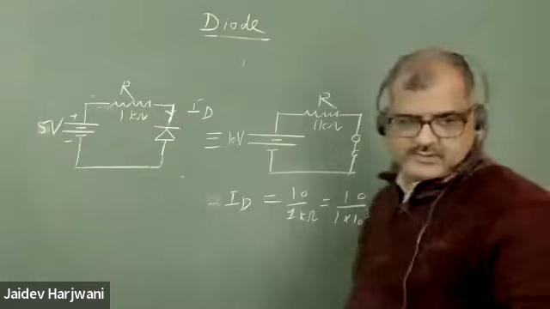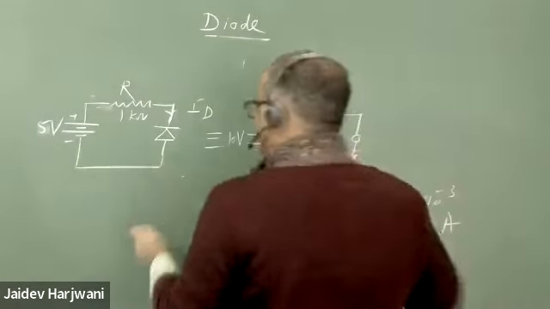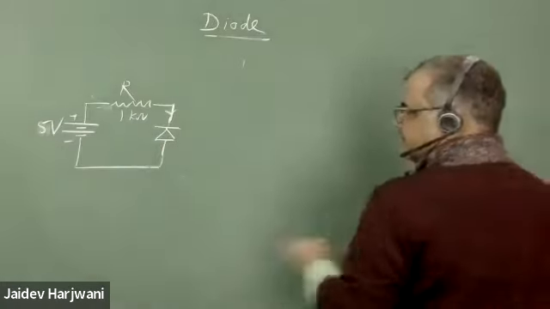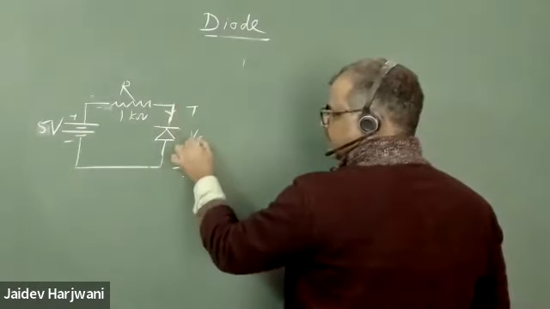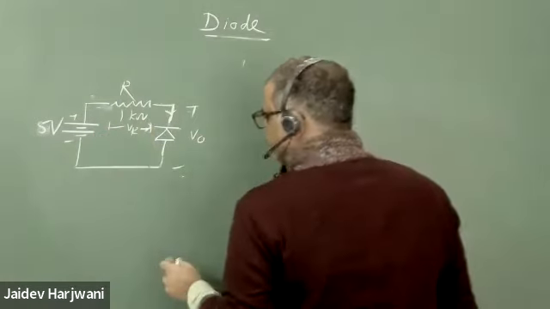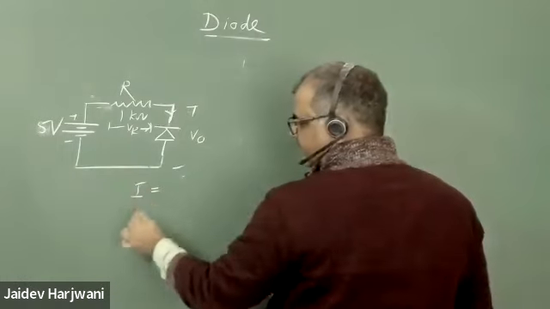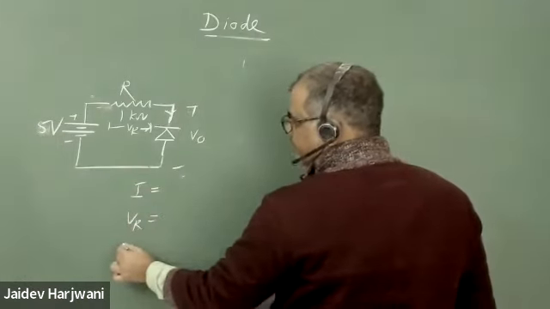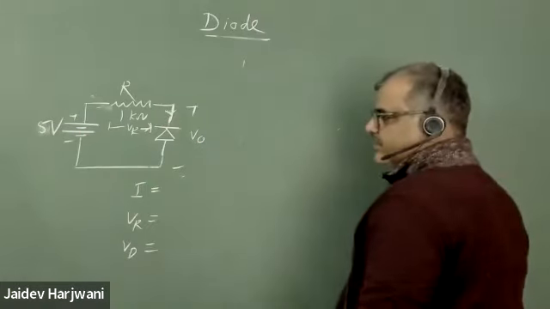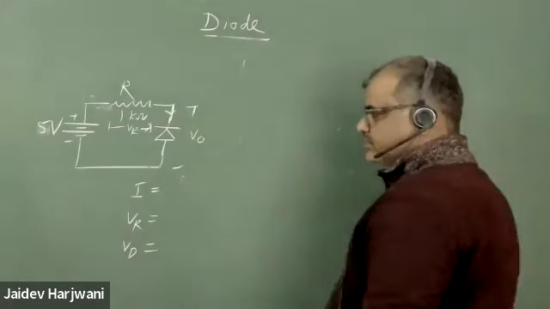Okay. So can you tell me in this circuit, if I say this is my V output, and this is my VR. Can you tell me how much current is flowing in the circuit? What is the voltage drop across R, and what is the voltage drop across the diode? Can you tell me in this particular question? How much current is flowing in the diode? 0.